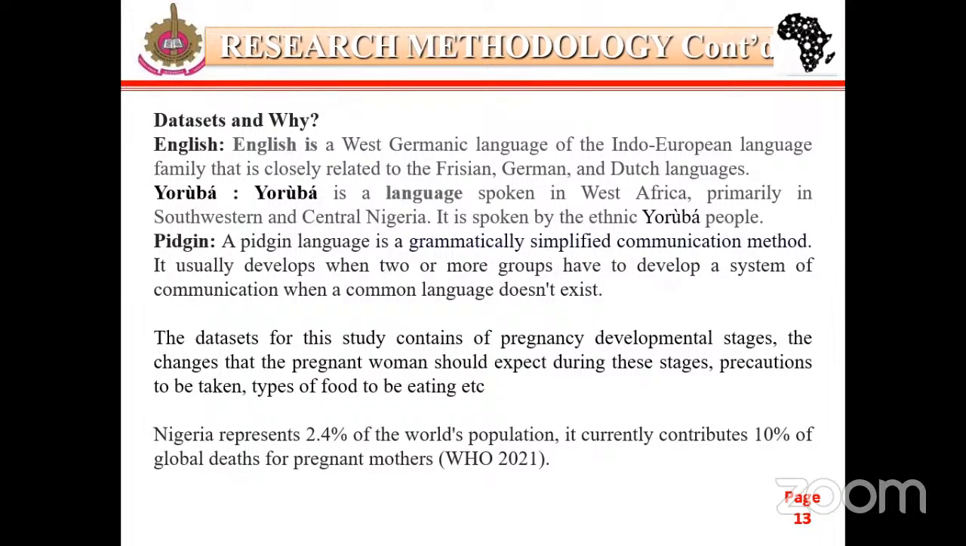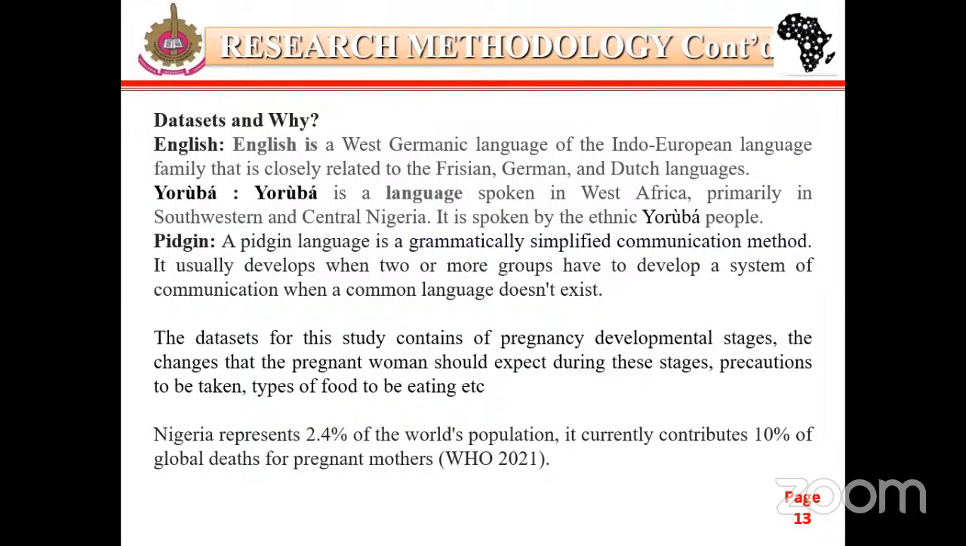The data set for the study contains the pregnancy developmental stages, the challenges that pregnant women should expect during their pregnancy, the precautions to be taken, the type of food to be eaten, etc.